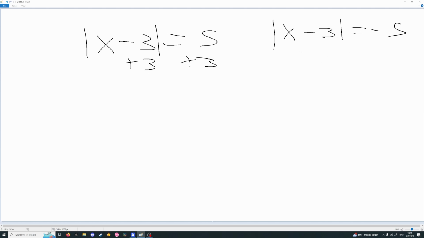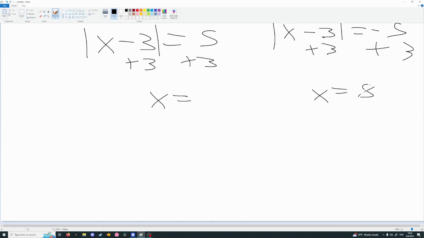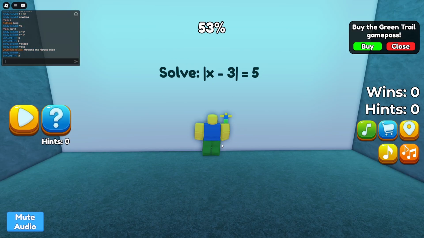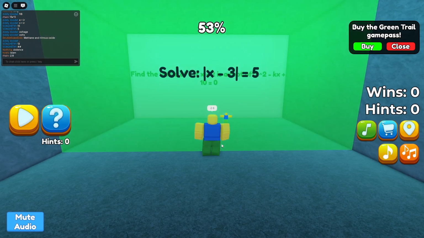Plus 3, plus 3. So we get x equals 8, or x equals... Wait. No. Hold on. Remove this, because x equals 8 on this side, but this one means negative 2. So negative 2 or 8? Negative 2, 8. All right.